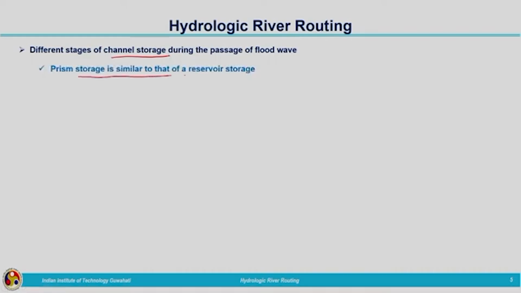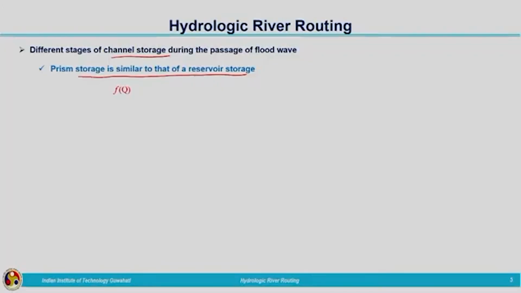Prism storage is similar to that of a reservoir storage. In the case of reservoir storage, that is in the case of level pool routing, we know the storage function was represented by means of an invariable storage function, that is storage is a function of outflow. And in the case of prism storage, we can consider it is similar to that of a level pool routing. So, reservoir storage, how we have represented, similar way we can represent the prism storage as function of outflow.